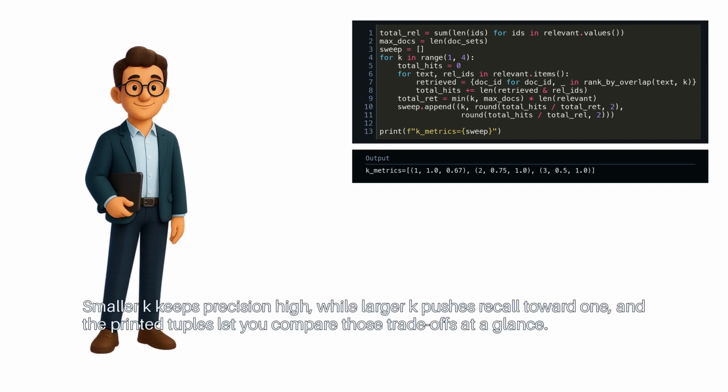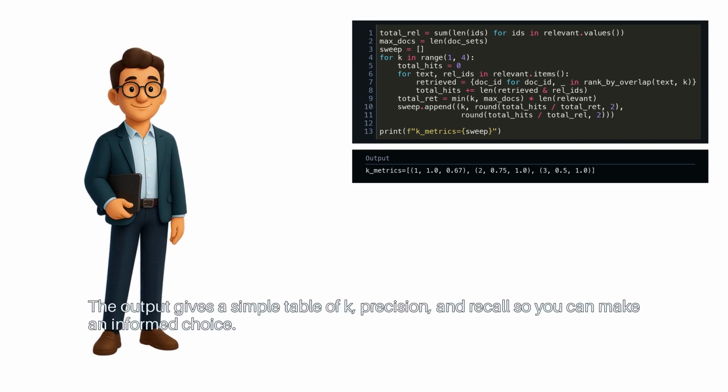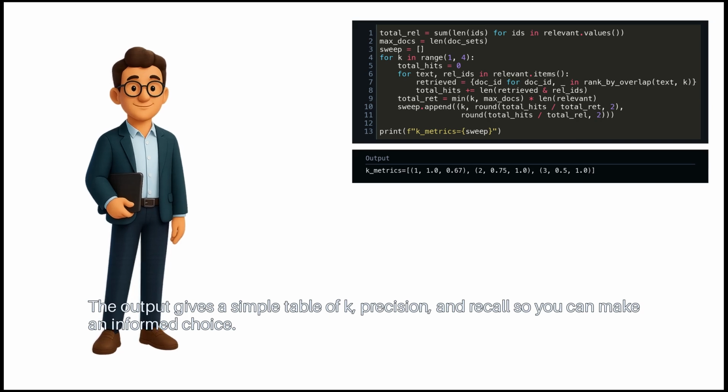Smaller k keeps precision high, while larger k pushes recall toward 1. And the printed tuples let you compare those trade-offs at a glance. The output gives a simple table of k, precision, and recall, so you can make an informed choice.